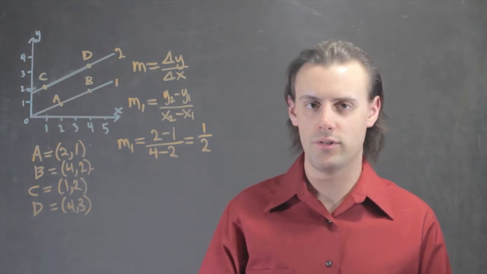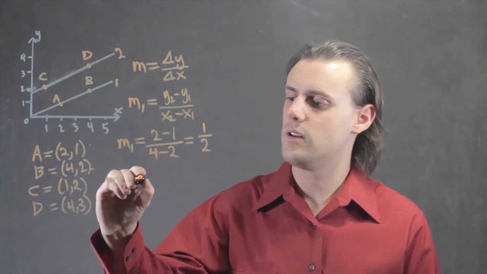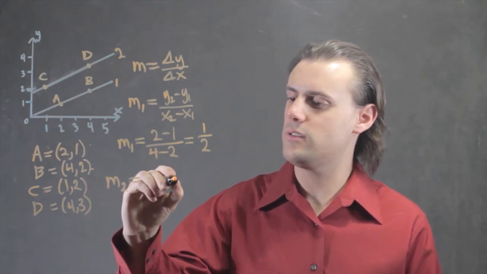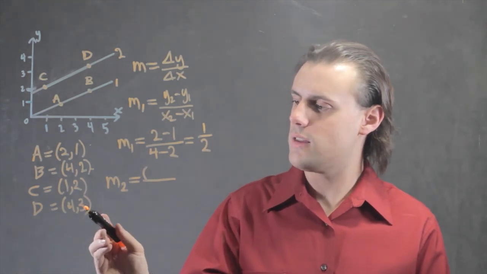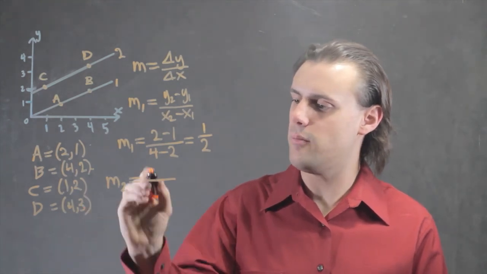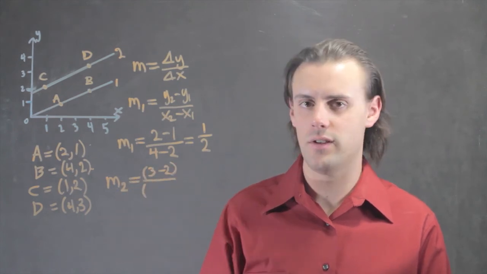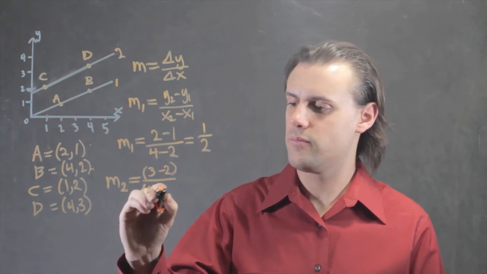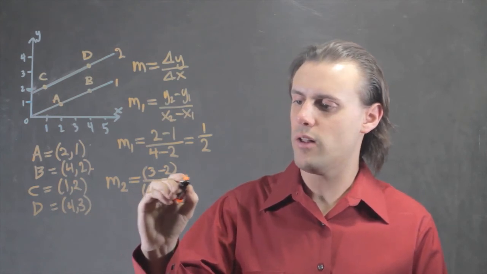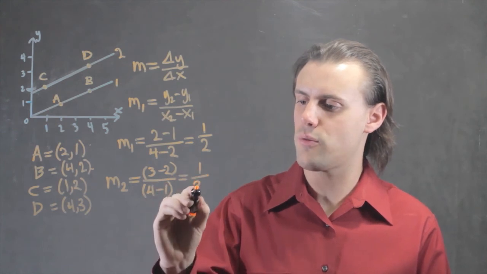Now we need to compute the slope for line 2. For line 2, we do the same procedure, and we're going to have, for the y, the difference in y is 3 minus 2, and we divide that by the difference in x, which is 4 minus 1. And while we get the same numerator for the slope, for the denominator we get 3.